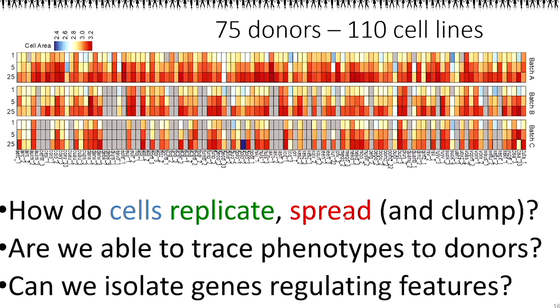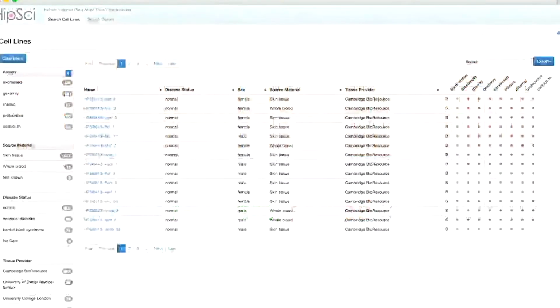So the question we're trying to ask is, how does the measures vary across replicates? How do they vary across cell lines from the same individual? And importantly, can we capture something unique of an individual that is reflected in their cells? And so we've done this on 110 cell lines from 75 healthy volunteers. And this gives you a bird's eye view of the sort of richness of this data, which is now published in Cell Reports earlier this year.